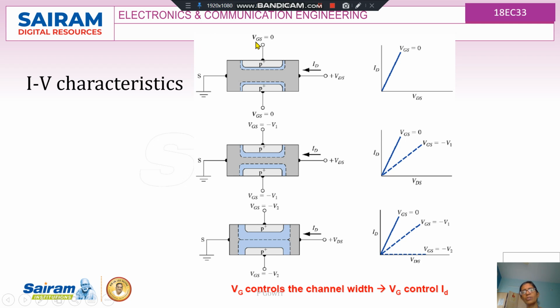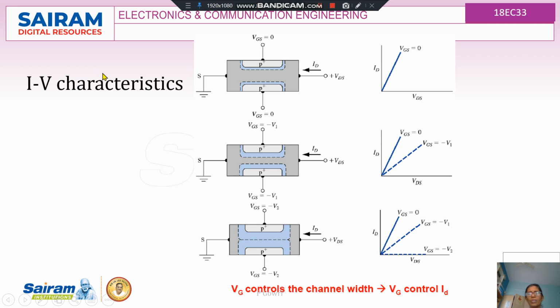VGS equal to 0 means that I make my gate voltage equal to 0. When my gate voltage is 0, there will be two PN junctions at the two ends, and because of that there will be a uniform channel width. The gap between these two P regions is the width of the channel, and hence there will be current flow. The current flow will be linear and the JFET will act in the resistive region.